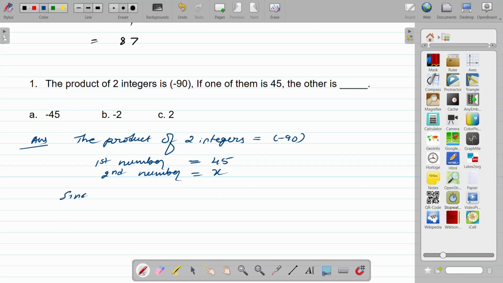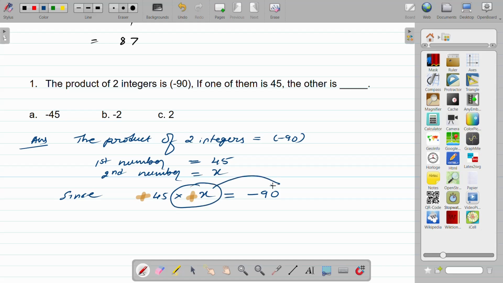If we write the equation, product of two numbers means 45 multiplied by x is equal to negative of 90. Now, transposition: you should understand that here it is a plus x, and here it is also plus 45. So we are not transposing the plus, right? We are just transposing the multiplication of positive x.